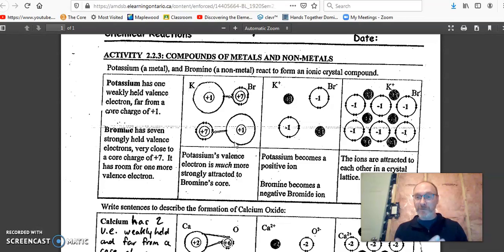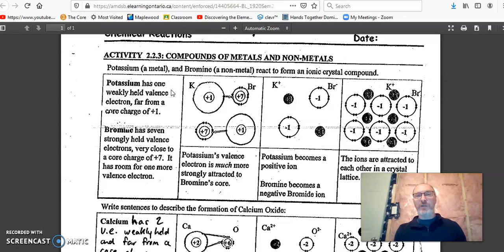So for this video, we're just going to do the one for potassium bromide, and then we'll do 2 other videos for the other 2. Okay? So when we look at potassium and bromine here, specifically potassium to start with, you notice that it says potassium has 1 weakly held valence electron far from a core charge of positive 1.